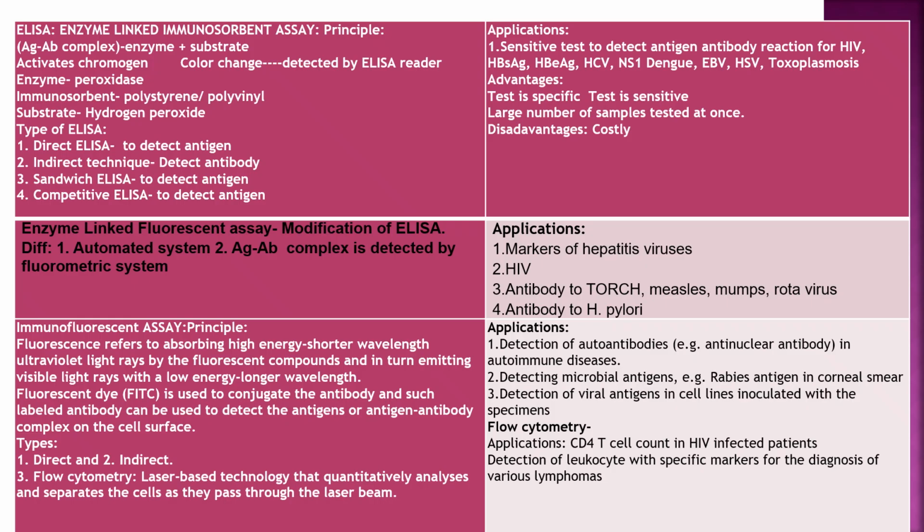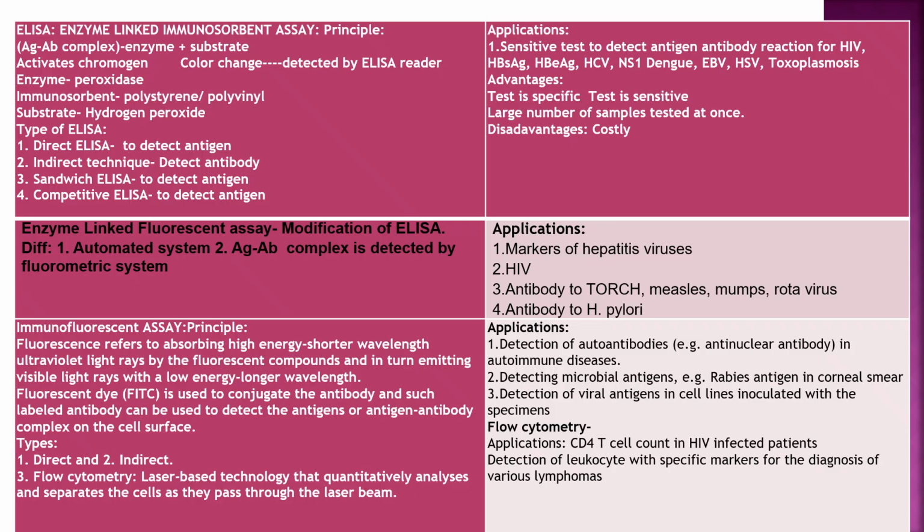Newer techniques. The first one is the ELISA, enzyme linked immunosorbent assay. The principle: the antigen antibody complex is attached with the enzyme, plus substrate activates a chromogen, and then the color changes, and that is detected by the ELISA reader. The enzyme is peroxidase, the immunosorbent is a polystyrene or polyvinyl material, and the substrate is hydrogen peroxide.